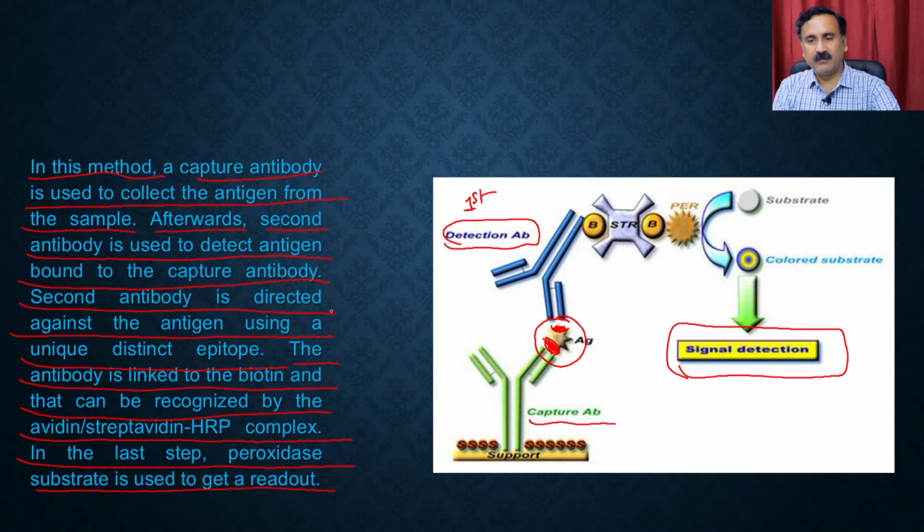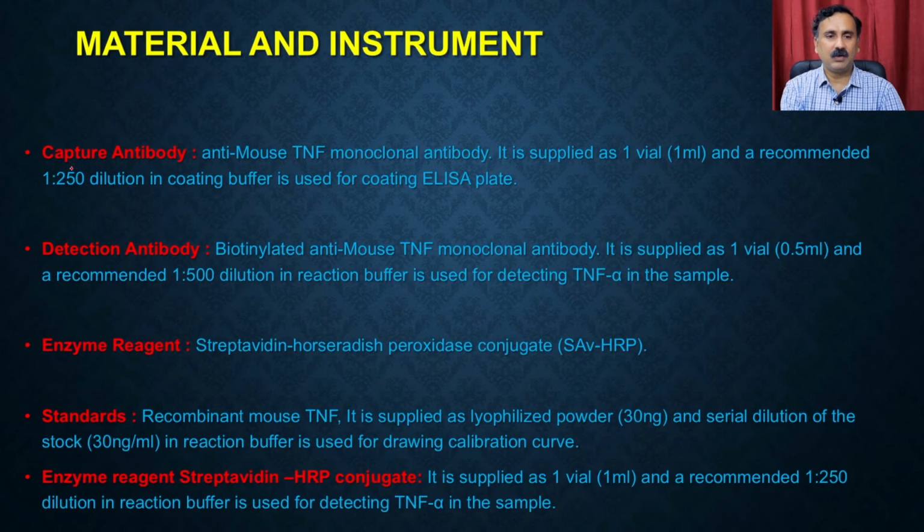Now if you want to perform this, what do you require? You require the capture antibody. For example, in this case we are showing the measurement of TNF-alpha, right? So you use the anti-mouse TNF-alpha monoclonal antibody, and when you purchase the kit, it is supplied as a 1 ml vial, and it is recommended to use it at 1:250 dilution in a coating buffer.